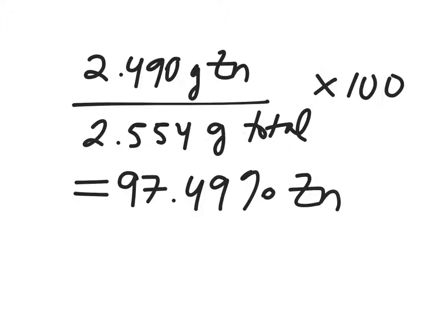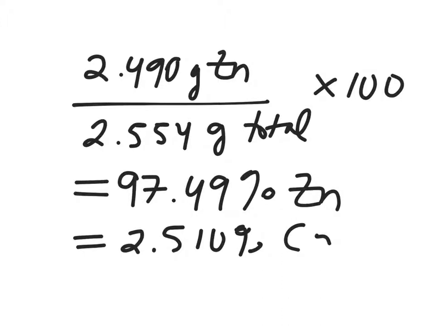Now we could get the percentage of copper by subtracting that from 100 to see what's left, because you can never have more than 100%. And if you did that, you would get 2.510% copper.